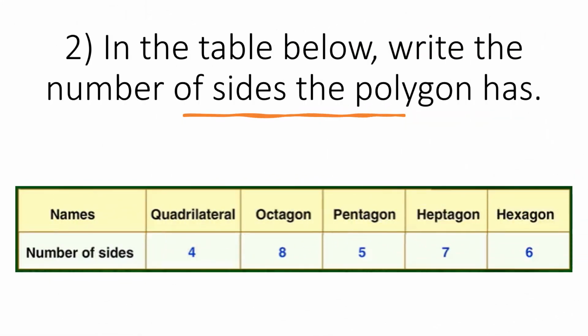Now the next sort of question from your practice set is a table is given and you have to write the number of sides the polygon has. Whichever polygon, we have to just say the number of sides. First one is a quadrilateral, 4 sides, octagon 8, pentagon 5, heptagon 7, hexagon 6. Very easy, right? Now we all must have learned it by heart. Very good. You all are going smoothly with me. I'm happy that you all are understanding it.